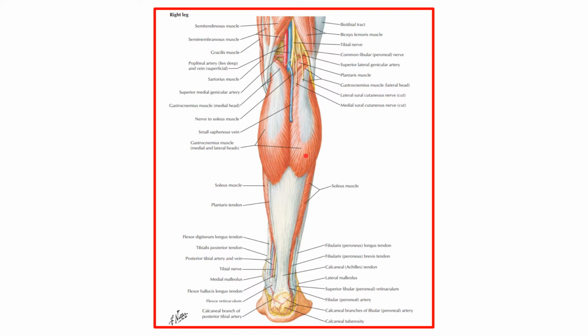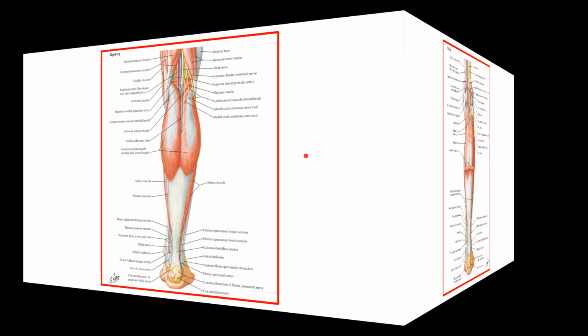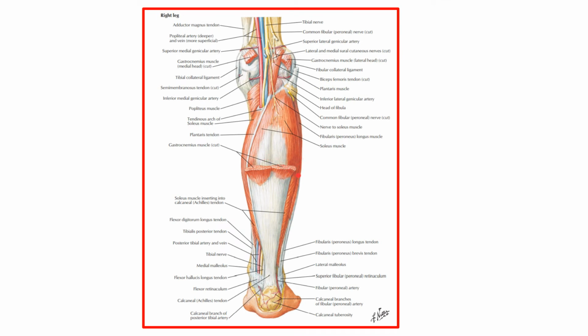Now the gastrocnemius muscle has been removed, or part of it, so that you can see the underlying muscle. Lateral head and medial head, a big portion of this muscle has been cut and removed, so you can see the underlying structures. The most important structure is the soleus muscle, and there is the plantaris muscle, this small plantaris muscle. So these are the three muscles of the superficial group.